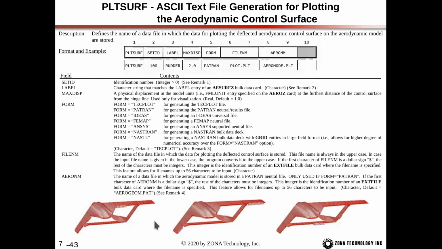And these are some examples of the deflected control surface. These are actually, let's see, the label matches the AESLINK, not the AEROZ for these, because we have both the left and the right hand side deflected. The plot surf, I recommend using this whenever you have control surfaces to verify two things. One, that you've selected the correct aerodynamic boxes.